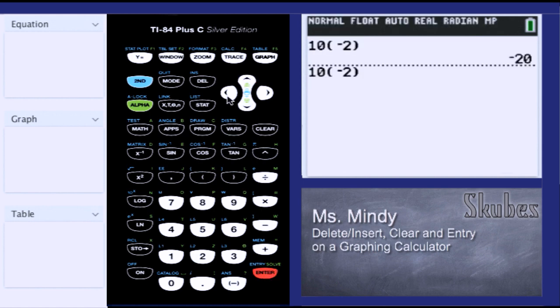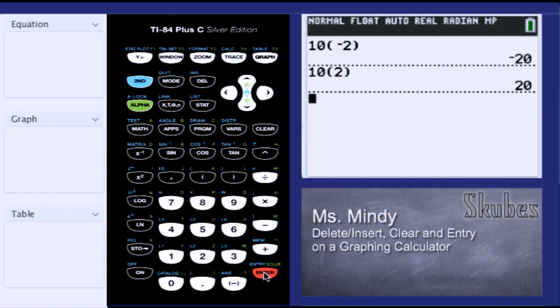Now I'm going to scroll backwards, or use the left arrow key, and go backwards to the negative symbol, because that's the symbol I did not want. So just like a computer, to delete the symbol, I'm going to put the cursor on whatever part of my expression that I want to delete, and then I'm going to press the DEL button, which means delete. It is just to the left of where we currently are. Once I press that delete button, you will now see that my expression says 10 times 2, and I'm just going to press enter, and that's what I wanted it to be, which was 20.